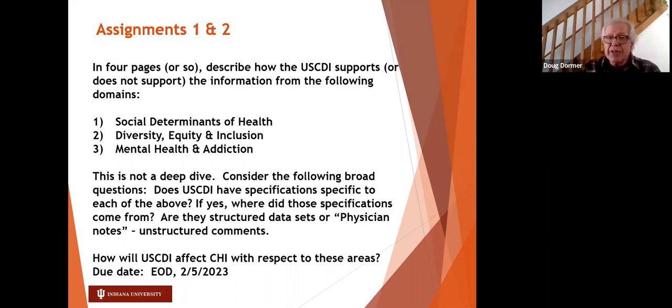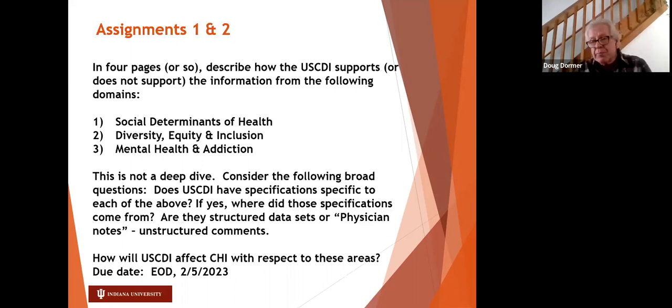Describe how the U.S. CDI supports or does not support information from the following domains: social determinants of health, diversity, equity, inclusion, and mental health and addiction. I don't want you to go down the rabbit hole of a really deep dive. You should be able to find a fairly quick summary statement for each of these by looking at a part of the US CDI and saying, this is what they prescribe.